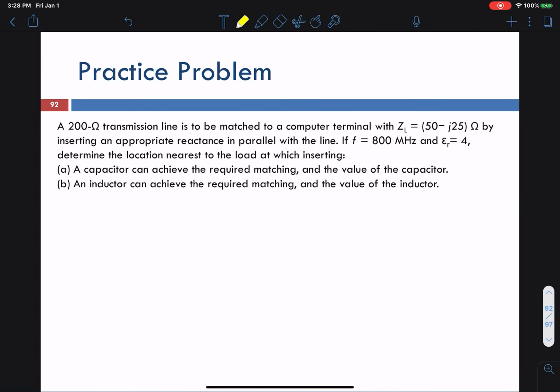We're going to do this problem in the class. The goal is that you can use an actual component, either capacitor or inductor, or you can use short circuit or open circuit to match with your load, so you can reduce the reflection.